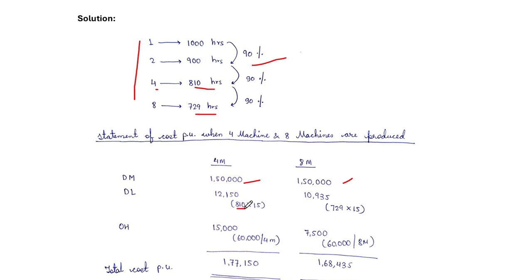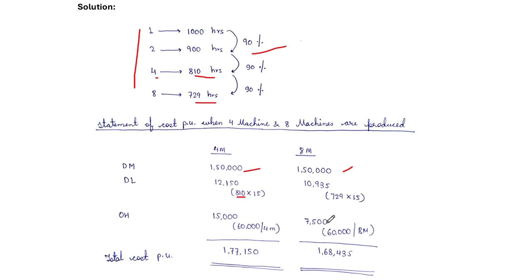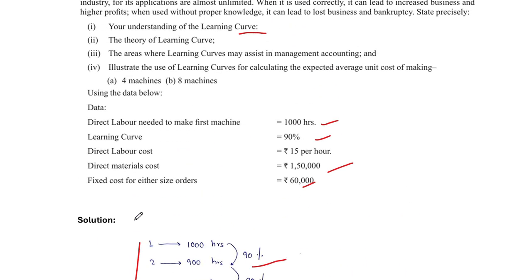So total hours for 4 machines: time taken for 4 machines is 810 hours, so 810 into 15 per hour. And for 8 machines, time taken is 729 hours, so total labor cost will be 729 into 15, which is 10,935 per unit.